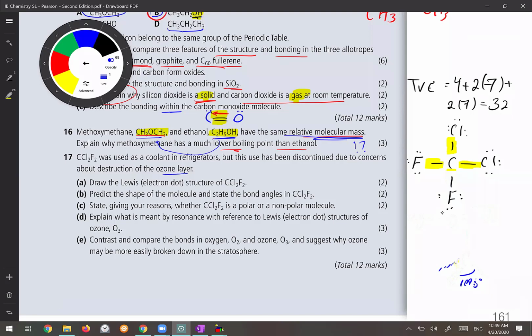Give reasons whether CCl2F2 is a polar or non-polar molecule. Is it polar or non-polar? Okay, so why polar? Why is it non-polar?